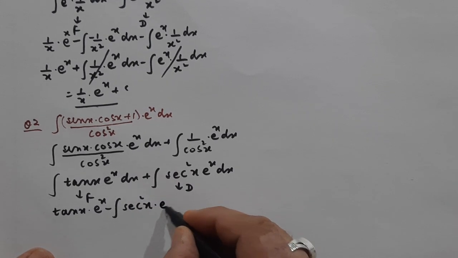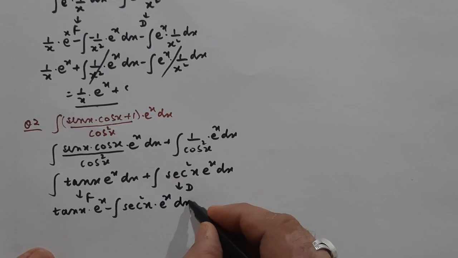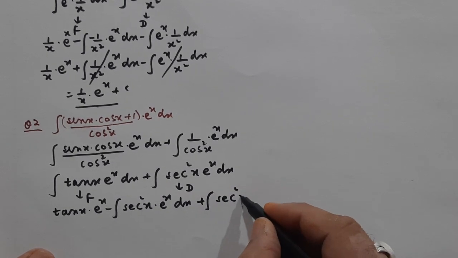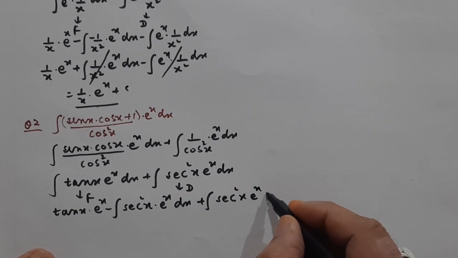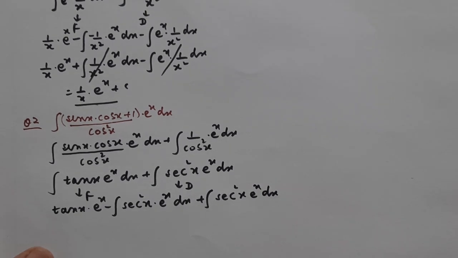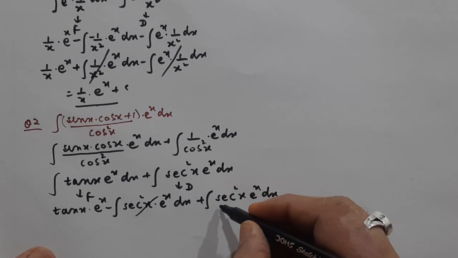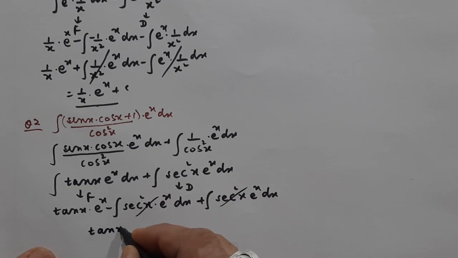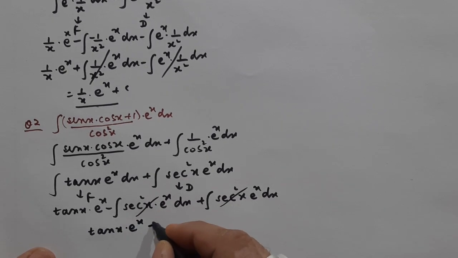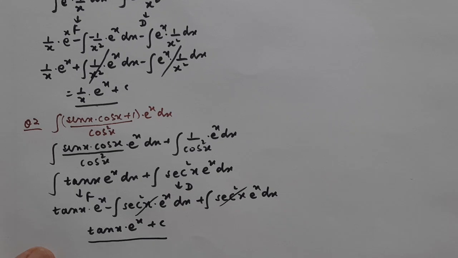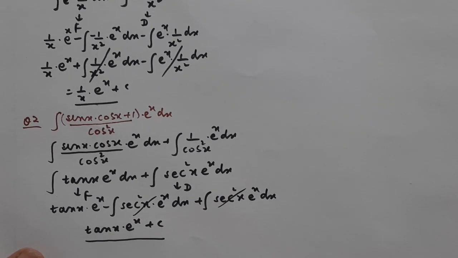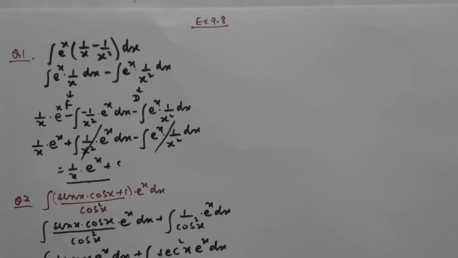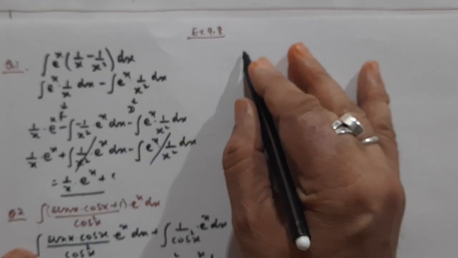Secant square x into e power x dx, like this. Cancelling this, so we get tangent x into e power x plus c. So this is the answer. Right students, I hope this is clear to you. Now let us move to the next question.